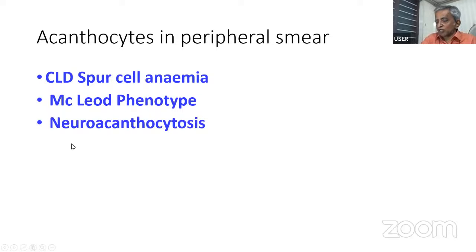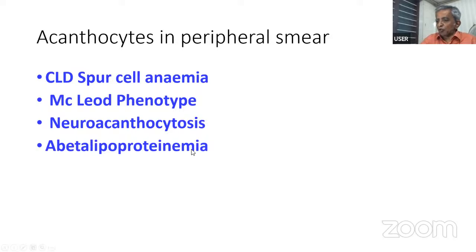Then neuroacanthocytosis, there are multiple different combinations. I am not going into that, but just understand that neuroacanthocytosis is characterized by chorea as well as acanthocytes. So when there is chorea, a genetically determined condition starting from childhood, look for acanthocytes on the peripheral smear.